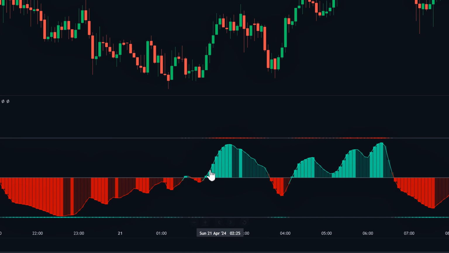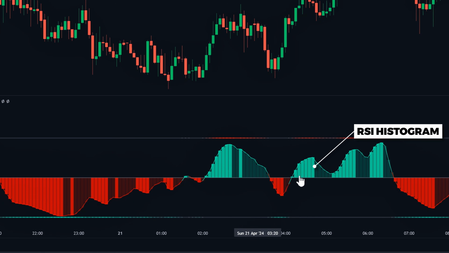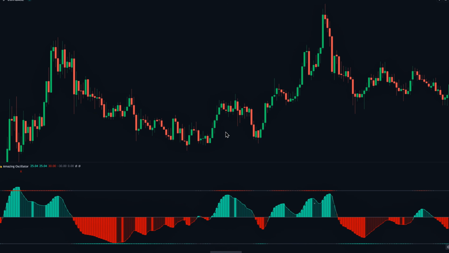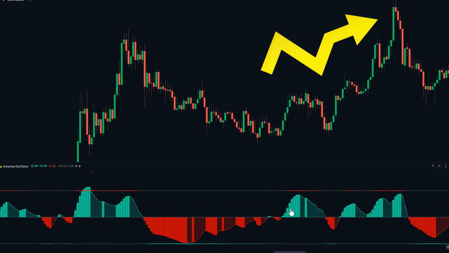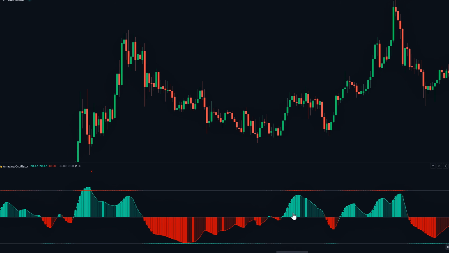Now, this red teal histogram is called the RSI histogram, and it's gonna be used to track bullish and bearish momentum in the market. Whenever this histogram is colored bright teal, like here, that would indicate that the market has a super strong bullish momentum. These are basically areas where you should be looking to take long positions. If this histogram changes its color to a darker shade of teal, like here, this indicates that the bullish momentum in the market is slowing down.